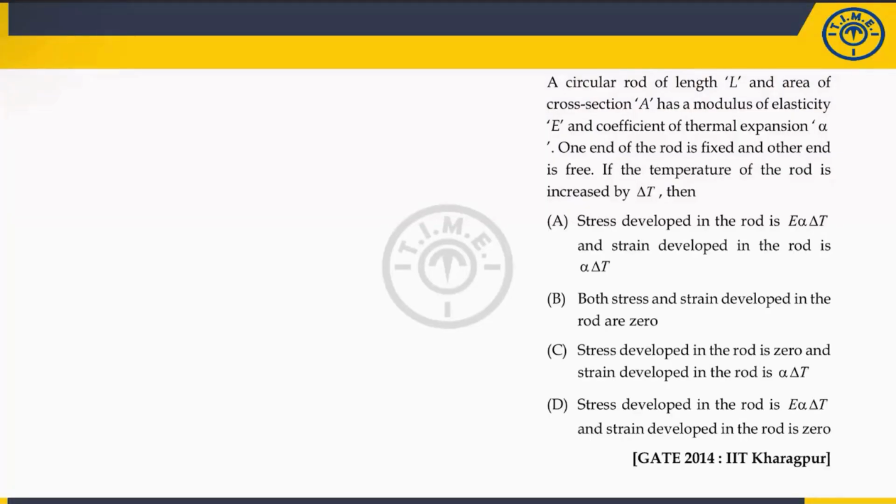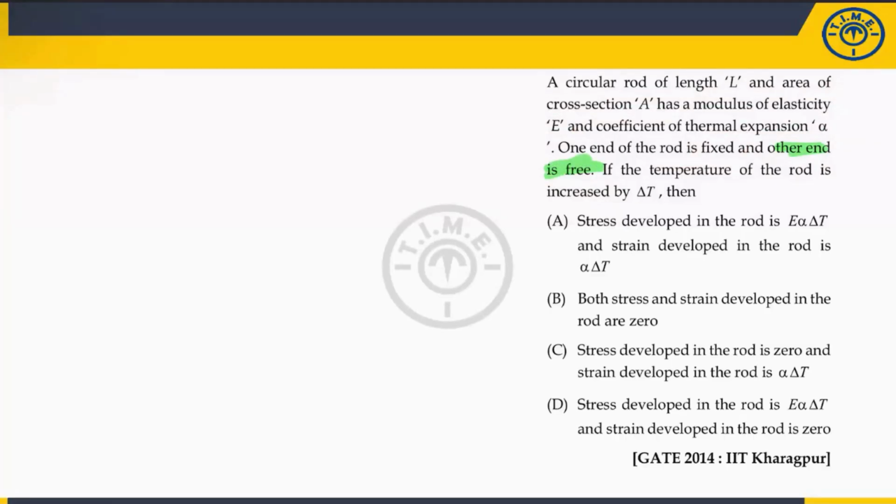The thermal stress is zero because it is free to expand from one side. Very good. This key point I want to listen from you. If you read the question, that's why I've told you: a circular rod of length L, area A, has a modulus of elasticity E, and coefficient of thermal expansion is given. One end of the rod is fixed, other end is free. This is the only keyword.